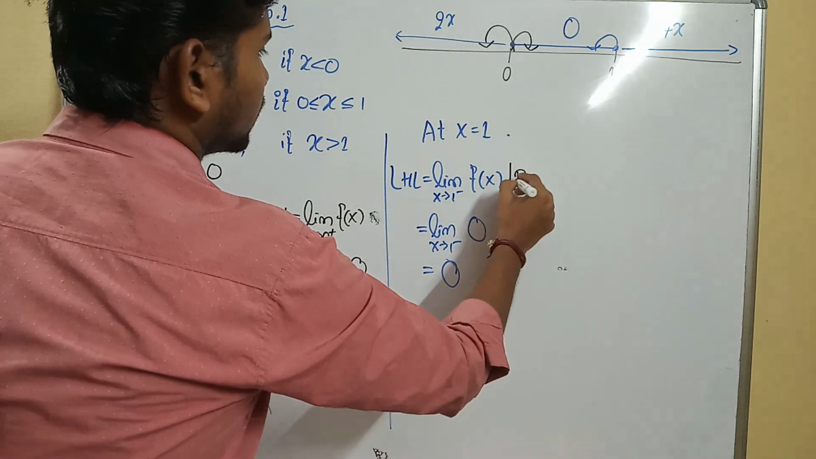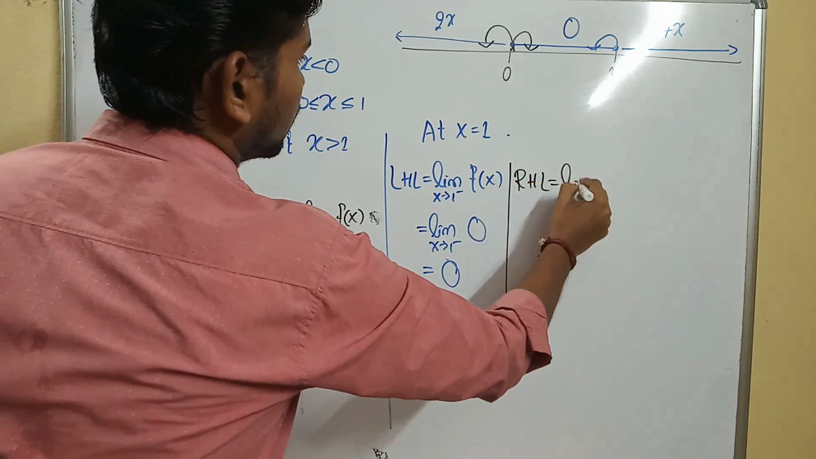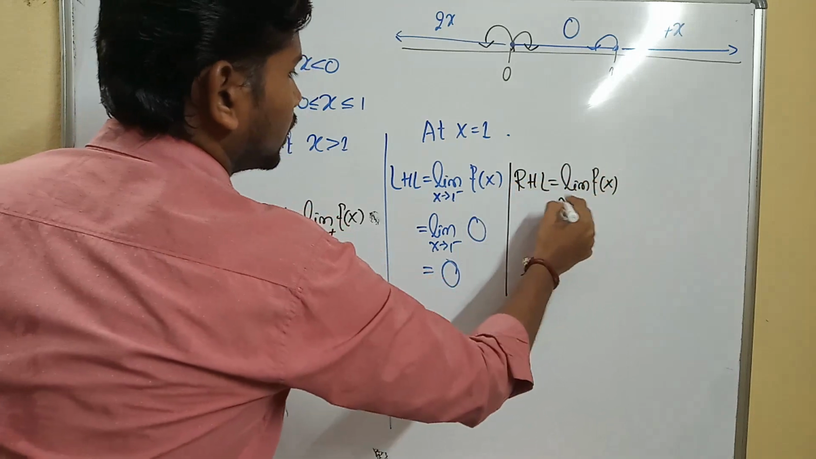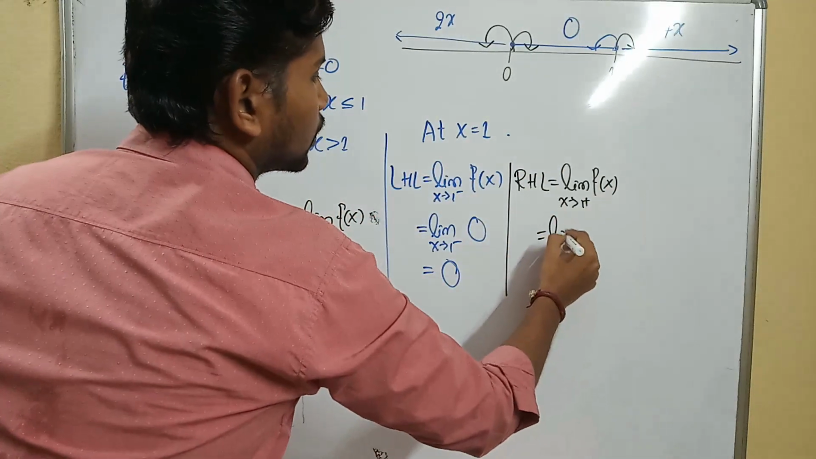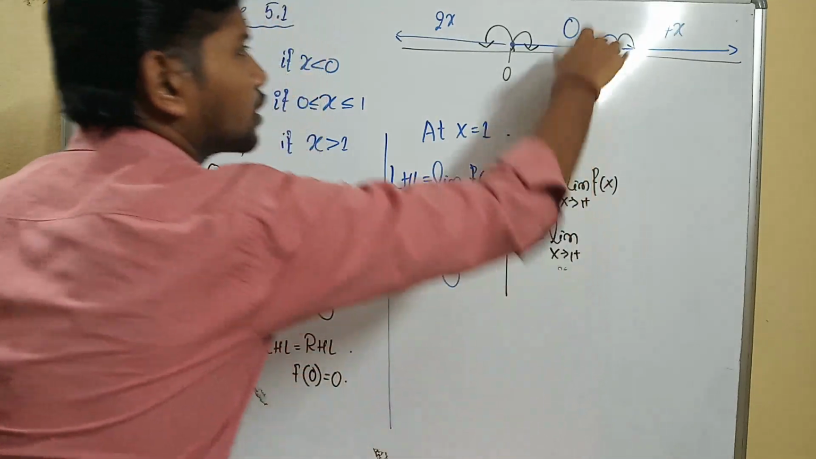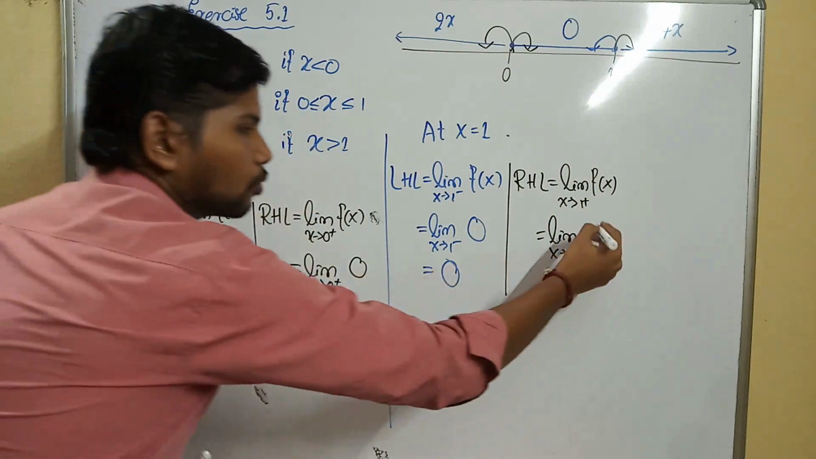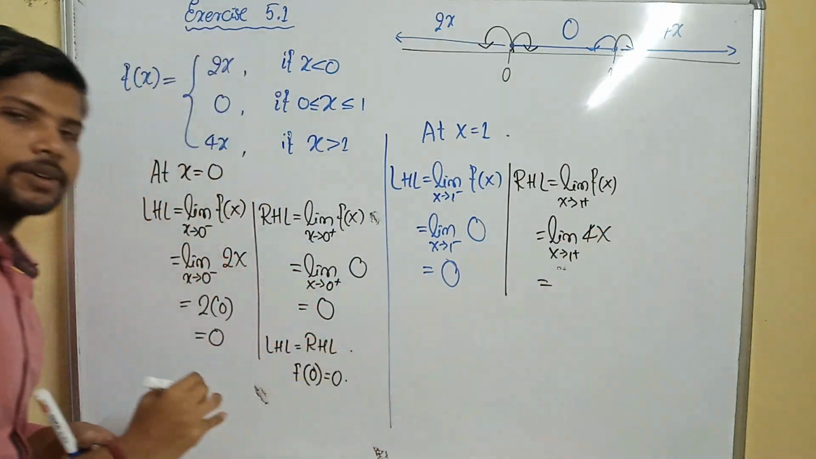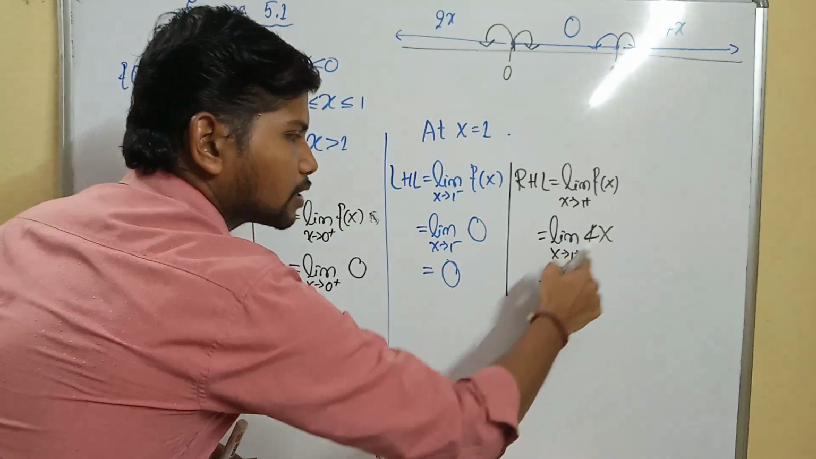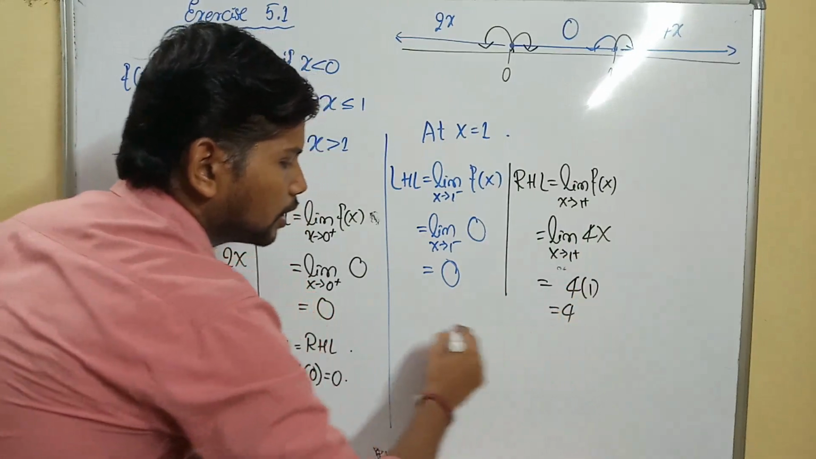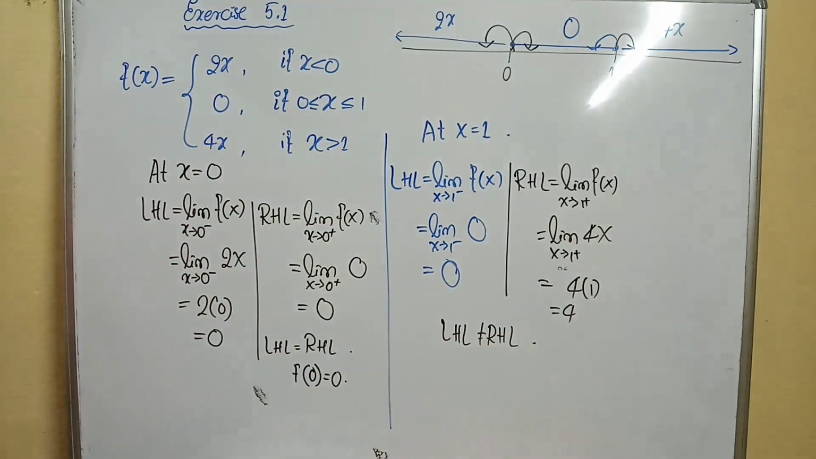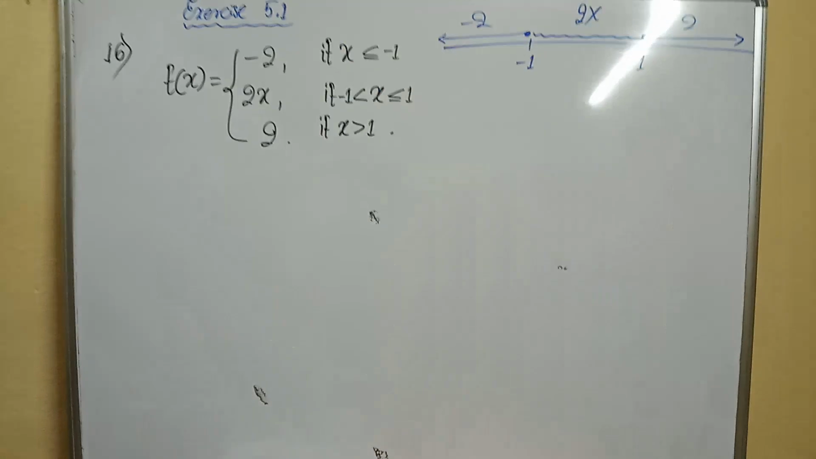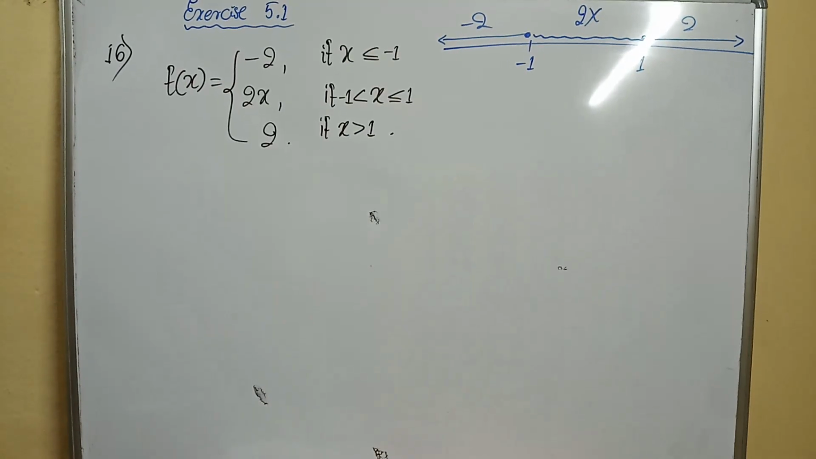Okay. What is the RHL value? RHL will be limit of f of x as x tends to 1 plus. What is 1 plus? It is limit as x tends to 1 plus, greater than 1. Greater than 1 is 4x. It will be 4 into x replaced by 1, 4 into 1 will be 4. LHL is not equal to RHL. Therefore, the given function is not continuous at x equal to 1. Observe the next question.